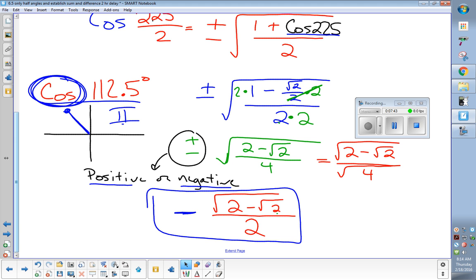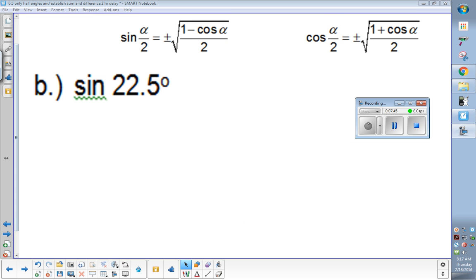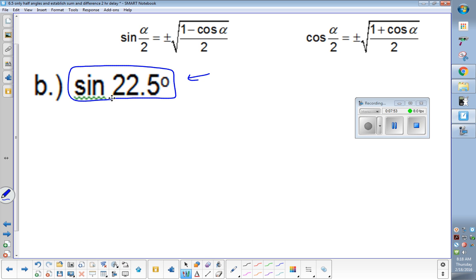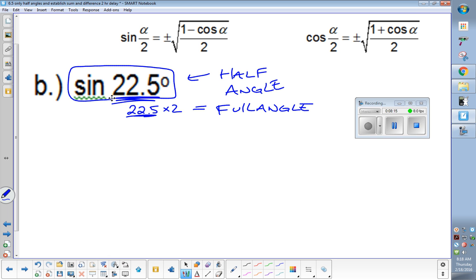Every time we do these problems, they're always going to look the same. All right, let's try another one real quick. Sine of 22.5. So again, I see the 0.5, and I'm thinking, hey, this is a half angle problem. Which angle, when you cut in half, is going to get you 22.5? Well, that's really easy. Just take that number and multiply it by 2, and that will tell you what the full angle is, and that's what we need when we're doing the problem. If the half angle is 22.5, the full angle would be 45 degrees. Okay, so that's going to be important.